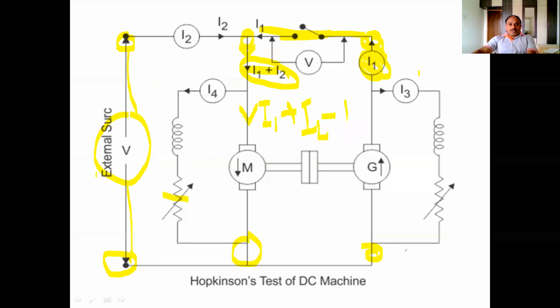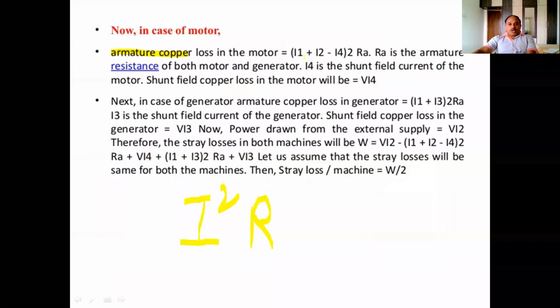We subtract I4, because some current is taken by the field. So if you want the armature current, I4 is subtracted from the total current taken by the motor. So I1 plus I2 minus I4 is the armature current. Copper losses means I squared into armature resistance, so (I1 plus I2 minus I4) whole squared into RA, where RA is the armature resistance.